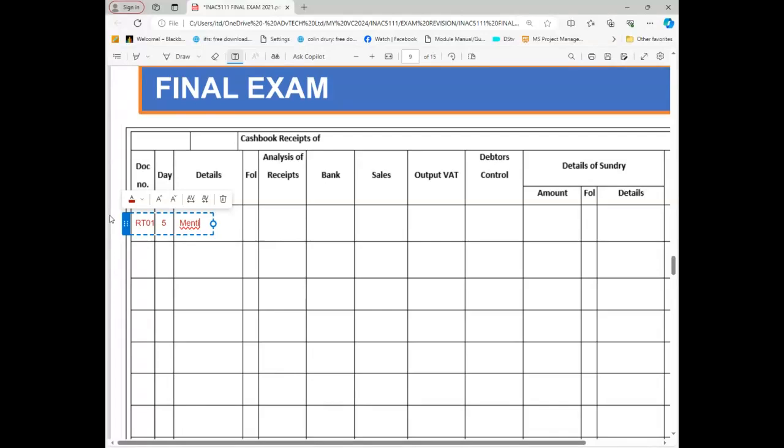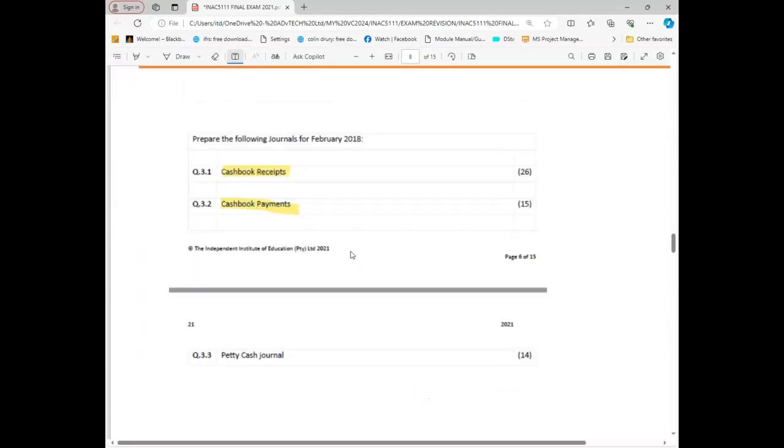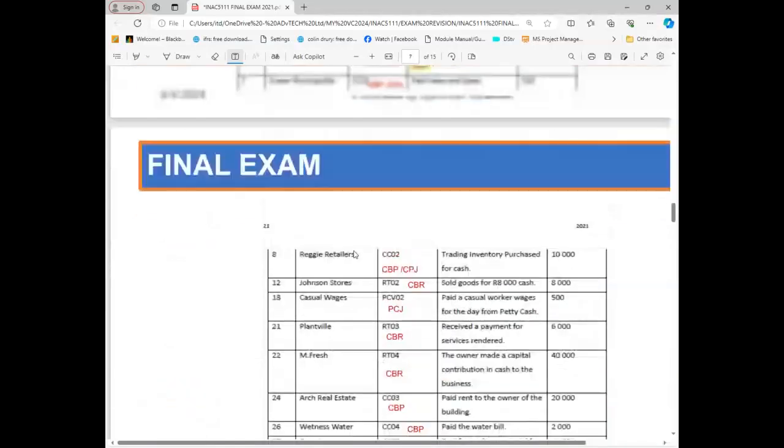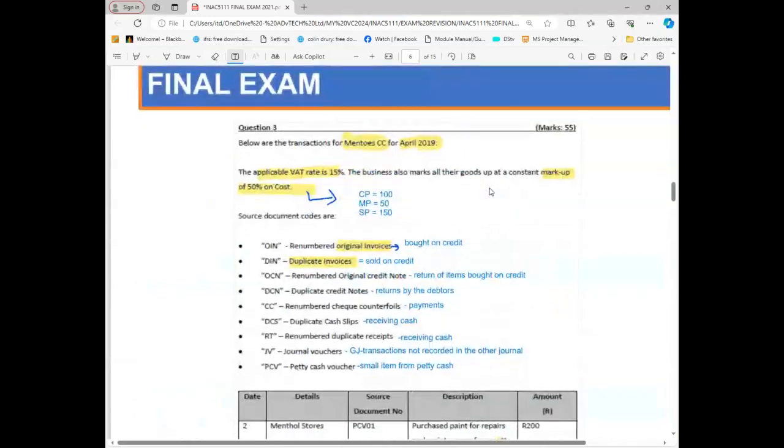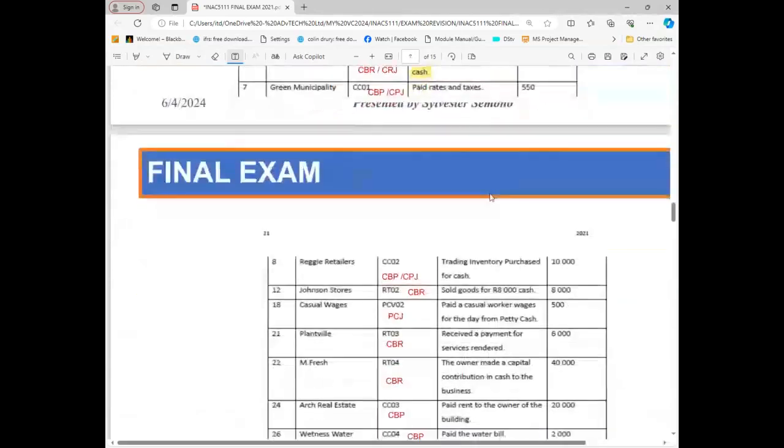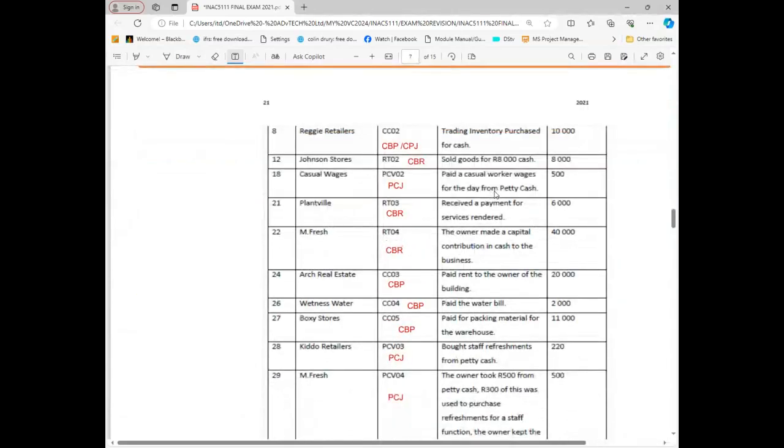Remember, it was 40,000, and the 40,000 is up here on the 5th. We were selling the stock. So this 40,000, remember, is including VAT. If they don't tell you that the amount is including VAT, it means it's including VAT because we are VAT vendors.